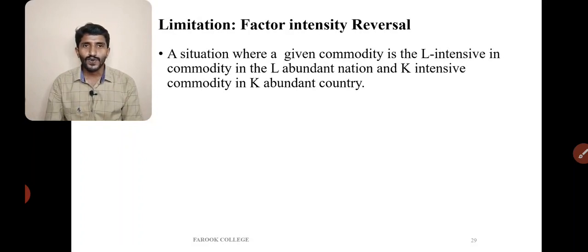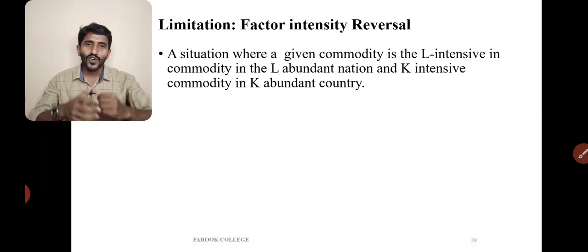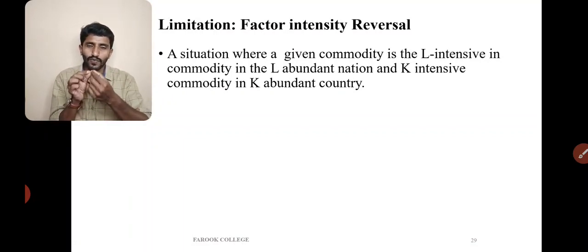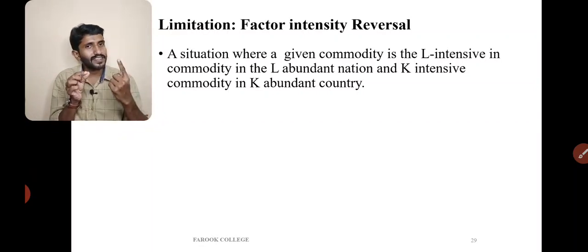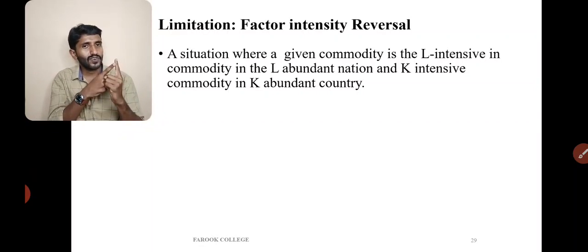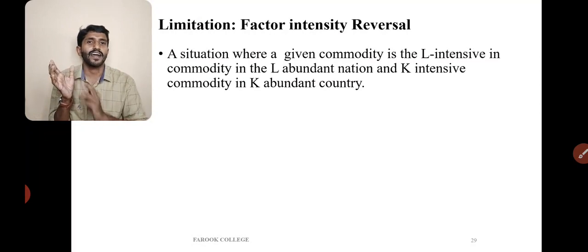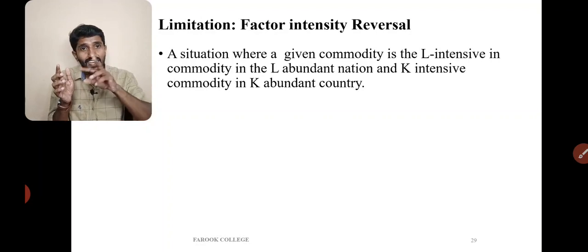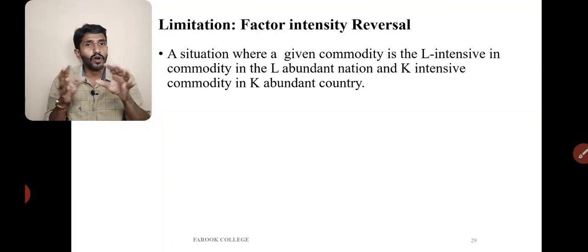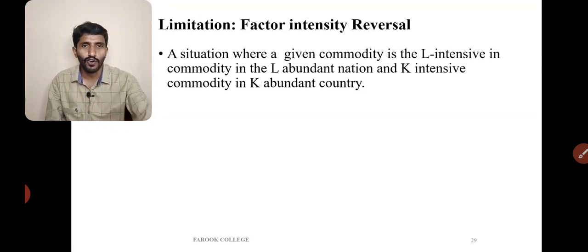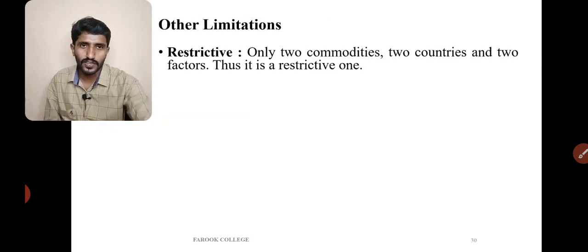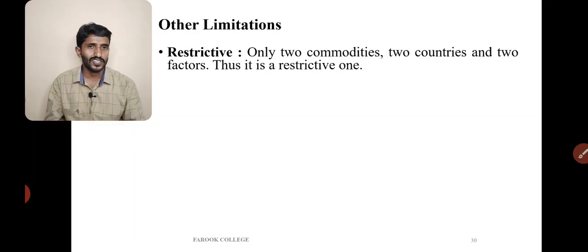Okay, so there might be changes in the technology also. One product or one commodity is labor intensive in one country, and it is capital intensive in another country. So there might be factor intensity reversal. It might be opposite. So this is also one limitation of Heckscher-Ohlin theory. There are some other restrictions. That is, first one is restrictive.